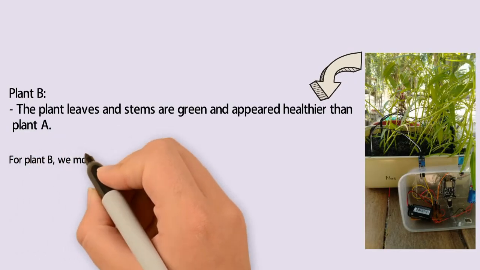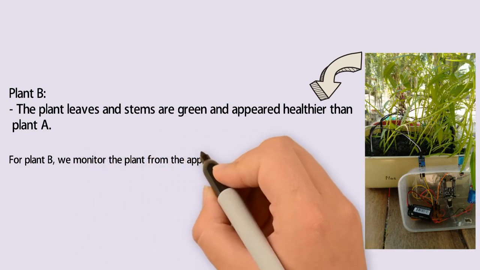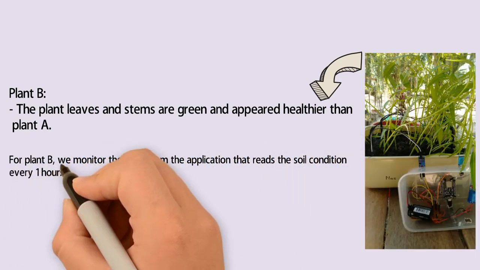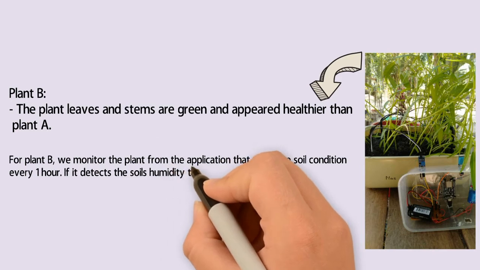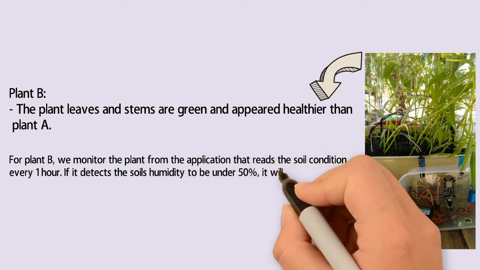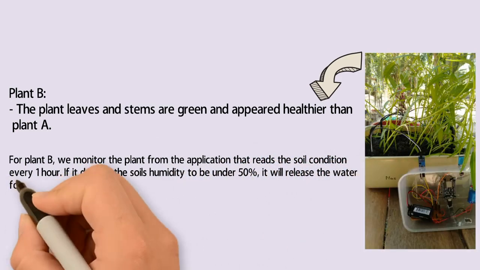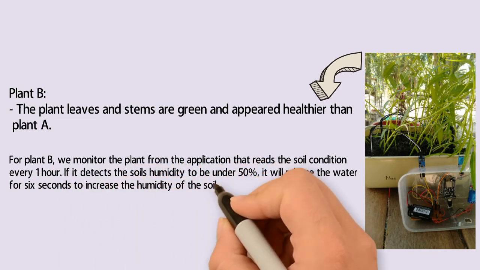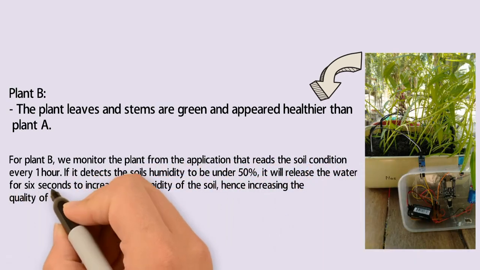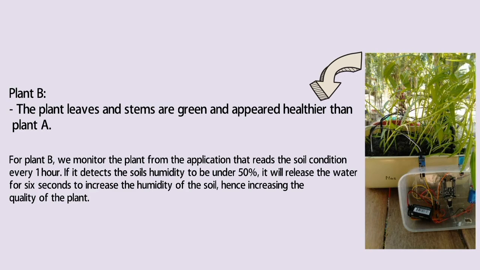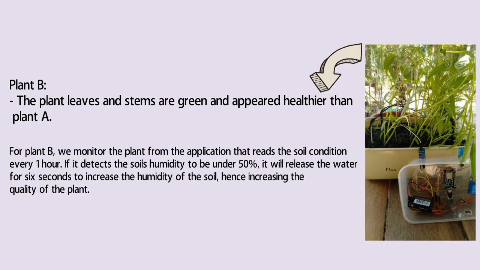As for Plant B, we monitor the plant from the application that reads the soil condition every 1 hour. If it detects the soil's humidity to be under 50%, it will release the water for 6 seconds to increase the humidity of the soil, hence increasing the quality of the plant. Therefore, from the results, we could see the effectiveness of our system that is already exhibited by Plant B. That's all from me.